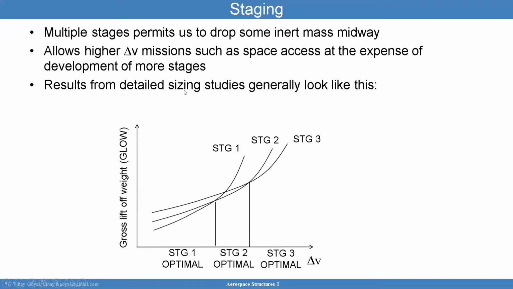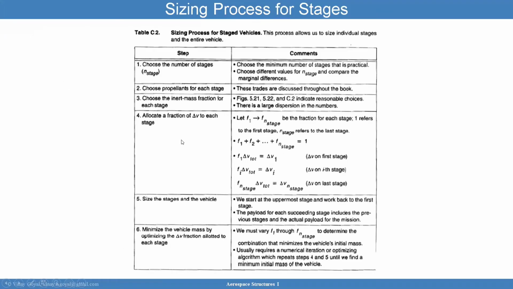Let's continue on here. What is the sizing process for stages? Sizing process for a staged vehicle. This process allows us to size individual stages and the entire vehicle. Step number one, you want to choose the number of stages, and you want to choose the minimum number of stages that is practical. You don't want to have too many stages necessarily. Choose different values for the number of stages and compare the marginal differences when it comes to delta V.